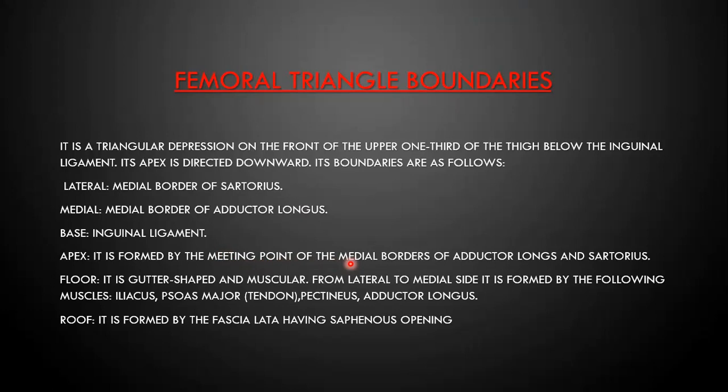Its floor is usually gutter-shaped and muscular, and it is formed by the following muscles from lateral to medial. Iliacus is the most lateral. Then you have the tendon of psoas major, then pectineus, and adductor longus is the most medial. Then its roof is formed by the deep fascia of the thigh, the fascia lata, which has the saphenous opening. So saphenous opening is a modification of the fascia lata. So those are the boundaries. So I urge you to understand these boundaries very well.